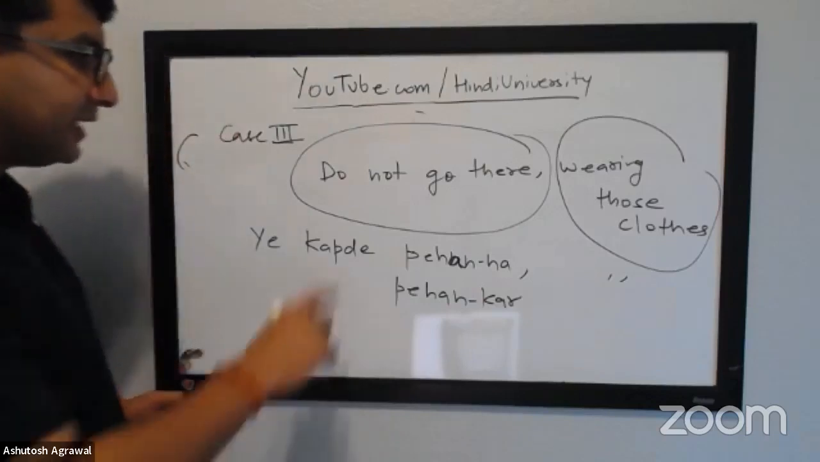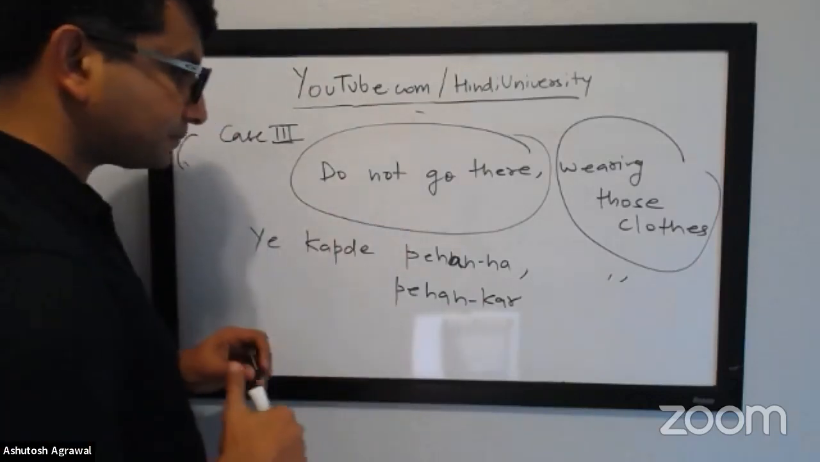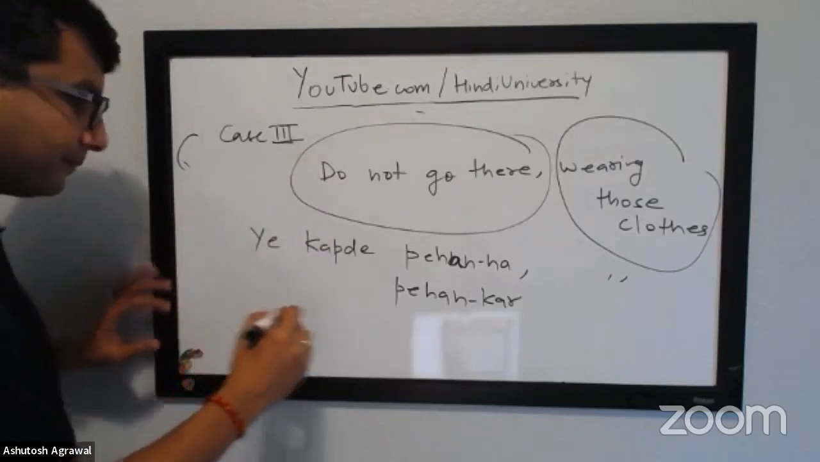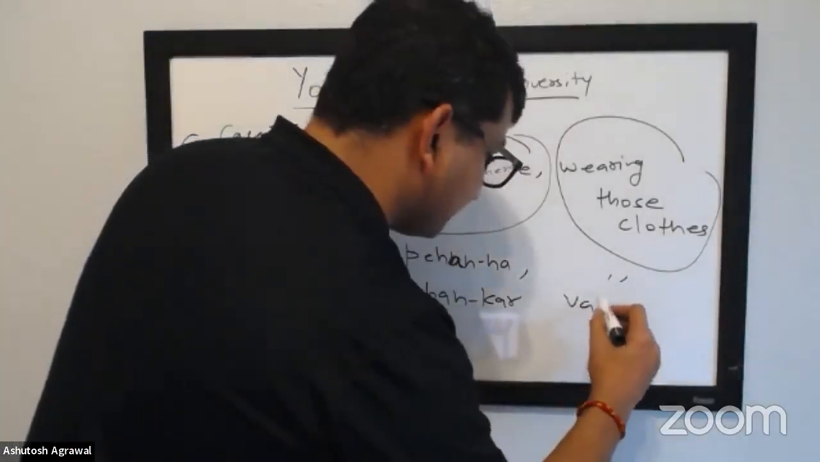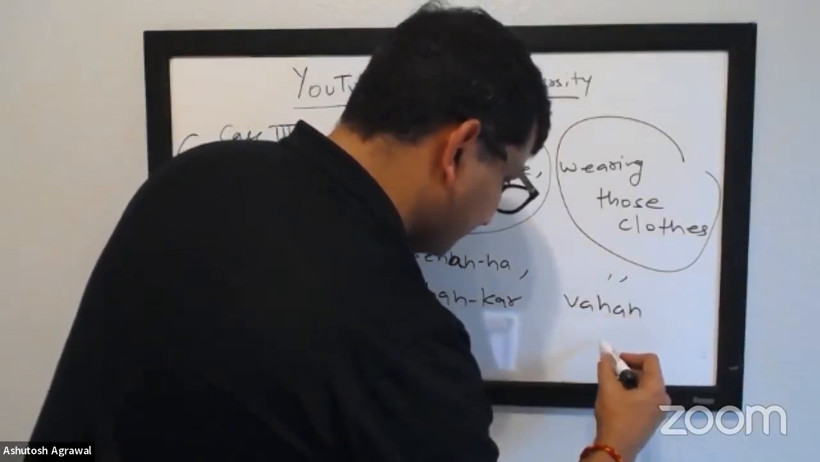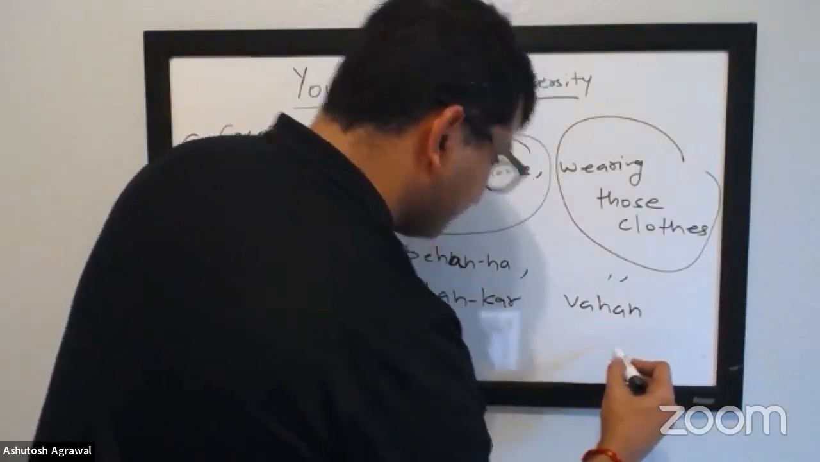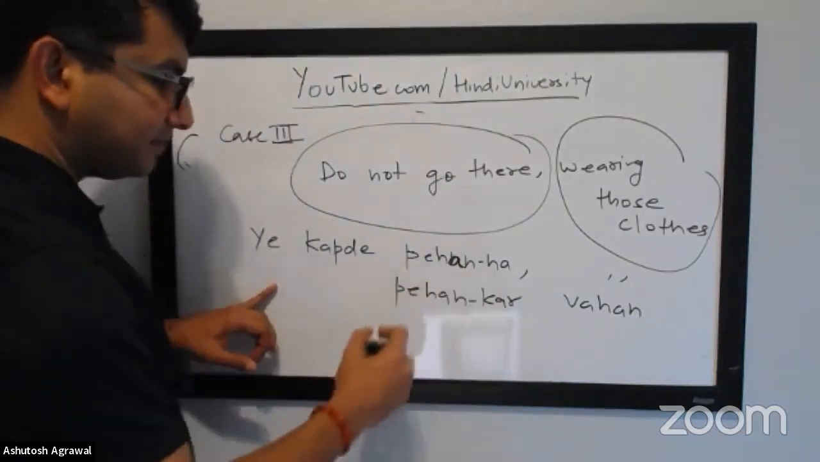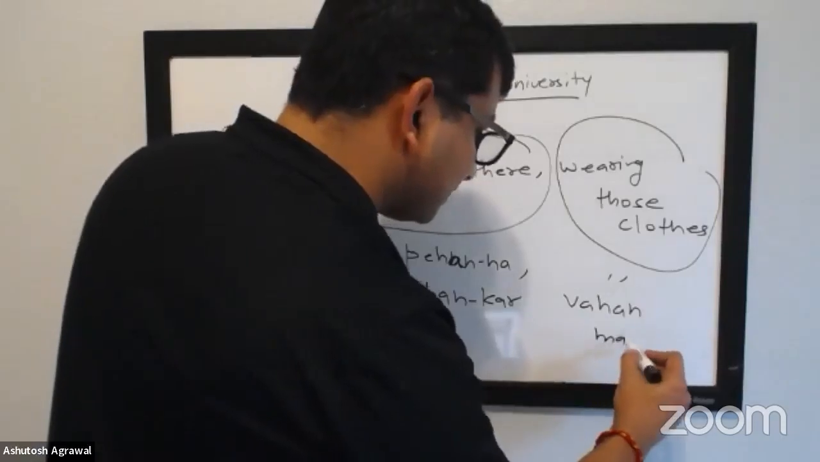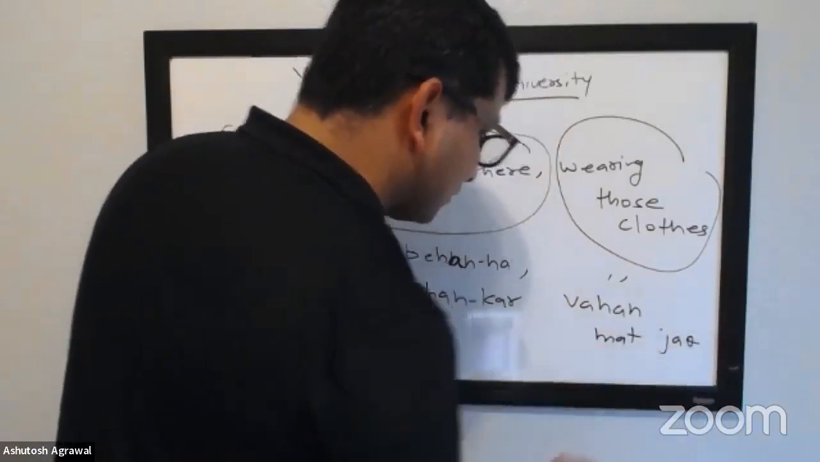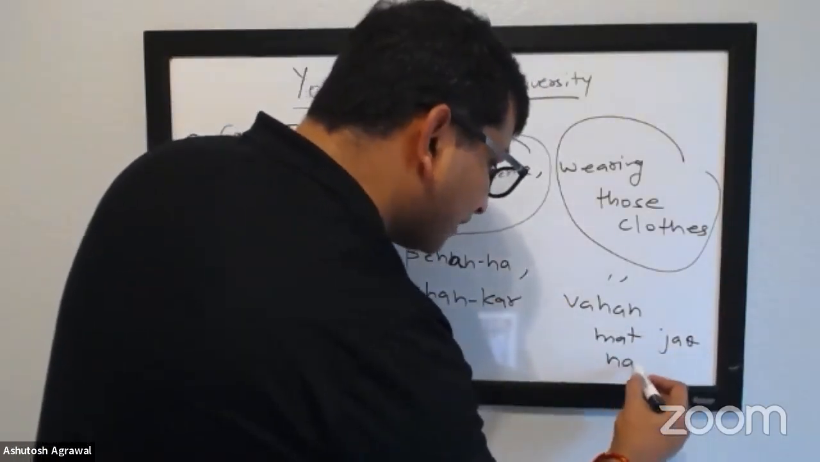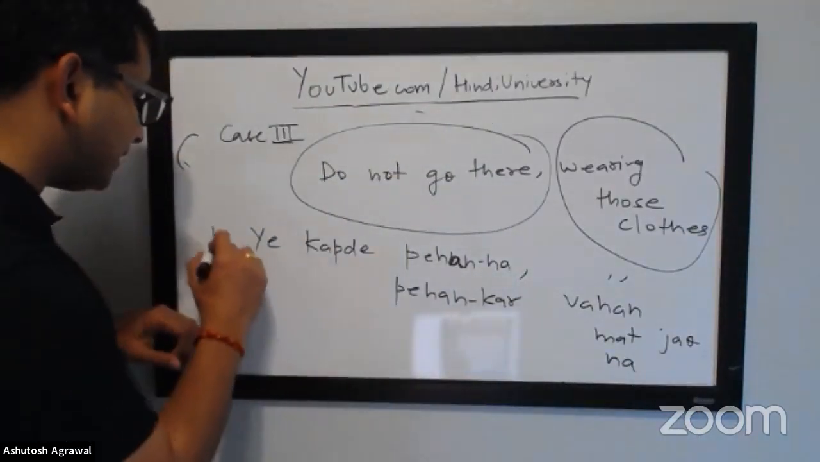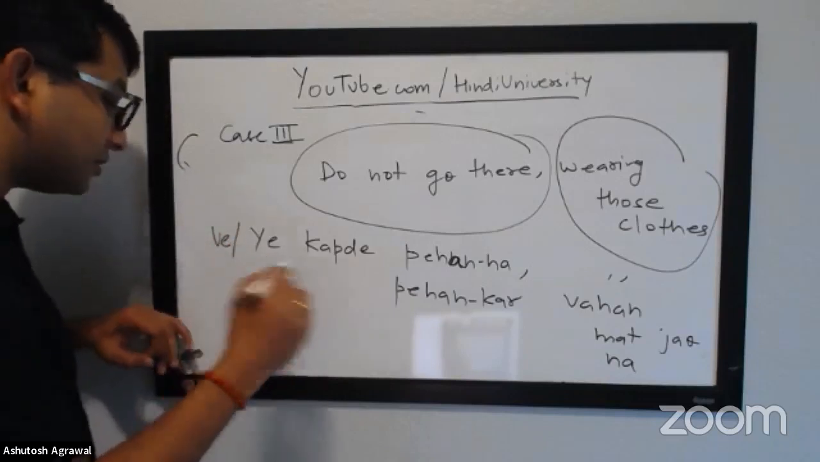Barbara ji, how would you say that? Do not go there. Vahan, kapde, pehenkar, mat, jao. वहाँ मत जाओ. Very good. वहाँ मत जाओ. You can also say वहाँ ना जाओ. ये कपड़े पहन के और वे कपड़े पहन के, based on the context, ये, वे.